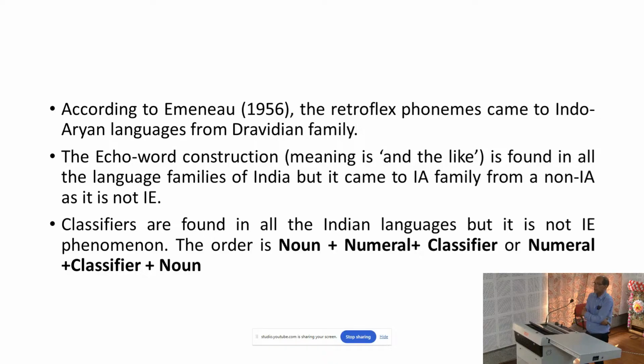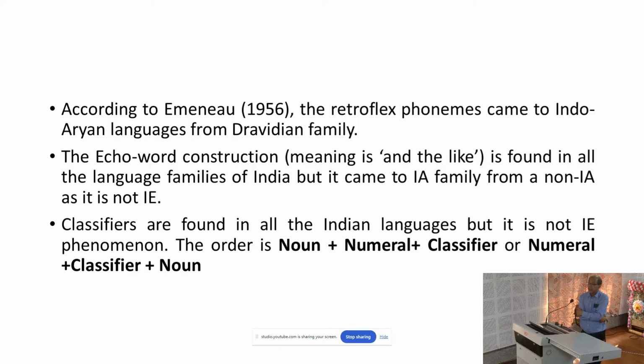Now the next feature which Emeneau talked about is the echo word construction, like bhat chat, chai vai, that kind of thing. Now it is again found in almost all the Indian languages, but it was not originally Indo-Aryan because it was not present in the Indo-European family languages. So we say Indo-European, Indo-Aryan, then other languages. Since it is not present in Indo-European, it cannot be an inherited feature of Indo-European. But since it is there in Indo-Aryan, that means its origin is not Indo-European. Its origin is basically Munda. That's what Emeneau said. It's coming from the Munda family of languages.